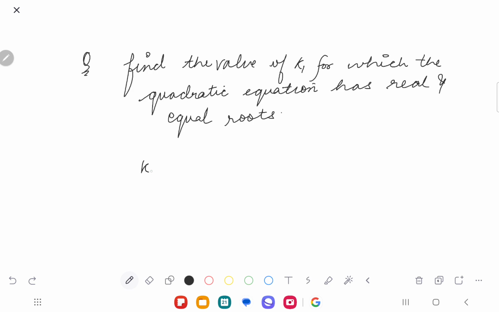So what do we have in here? We have kx square plus 2x minus 6 equals 0 as the equation given to me. This equation wants me to find a value of k for which I would have real and equal roots. Real and equal roots means the discriminant should be 0.